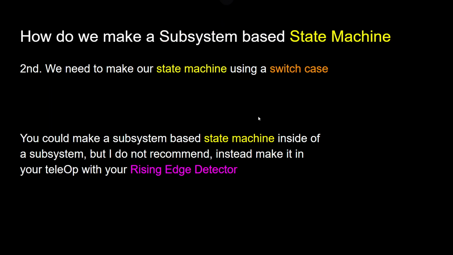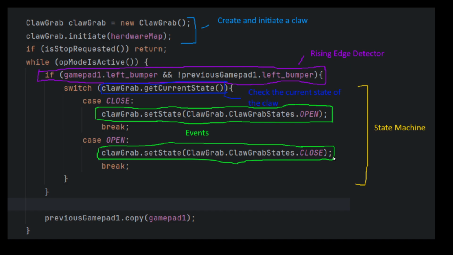So the second thing we need to know though is we need to use a switch case. That way we can have one state corresponding to another change of state. Let me show you. It's easier to show.